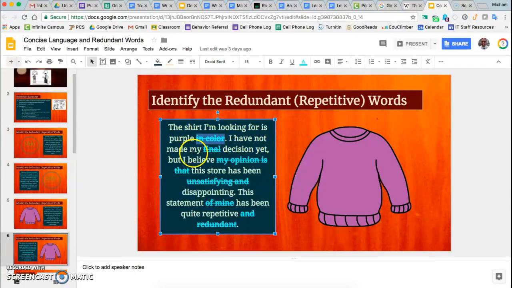I have not made my final decision yet. Okay, once again, if you make a decision, that means that it's done. So final isn't really necessary there. You could just say, I've not made my decision yet. My opinion is that could come out because you already say, I believe. Okay.